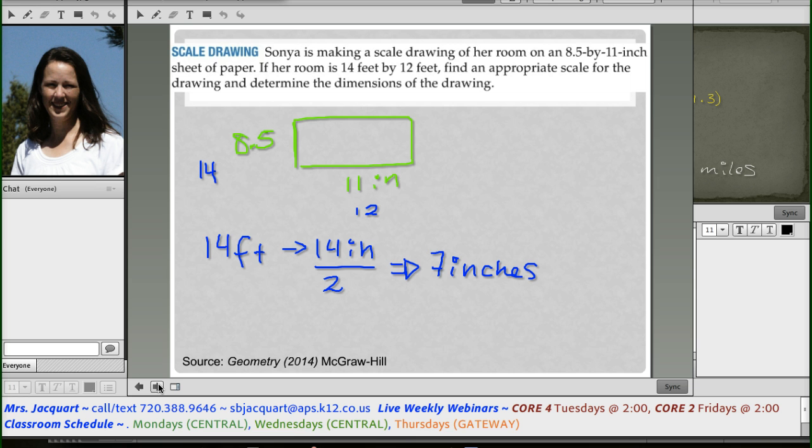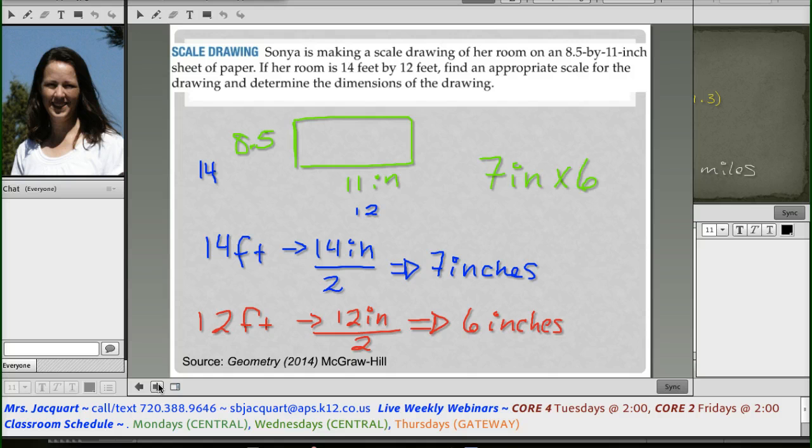If I followed a similar track with 12 feet, let's convert it to 12 inches and divide it by 2. So that'd be 6 inches. For me, it's just easier to scale down in whole numbers. So then our final answer would be 7 inches by 6 inches. And that would easily fit in an 8.5 by 11. So there you go.